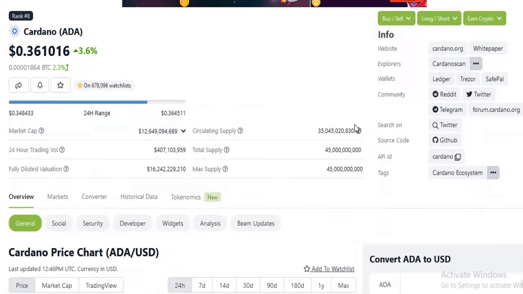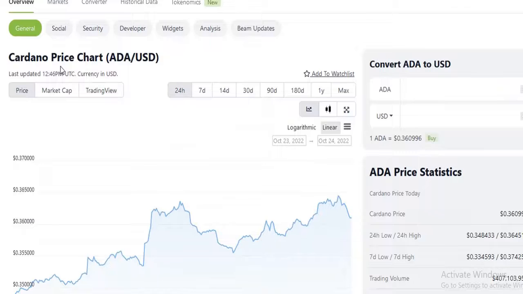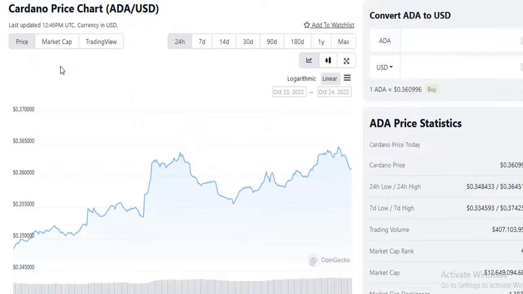Hi everybody and welcome to today's price prediction video, and today we will be looking at Cardano or ADA. As you can see, we have a 3% increase in the price of Cardano today. The price is 0.36, and we'll be looking at what the price has been doing, the technical analysis, and what we should expect from the price of ADA.